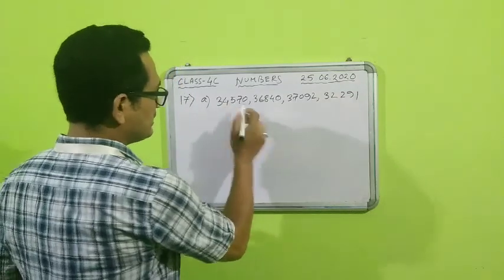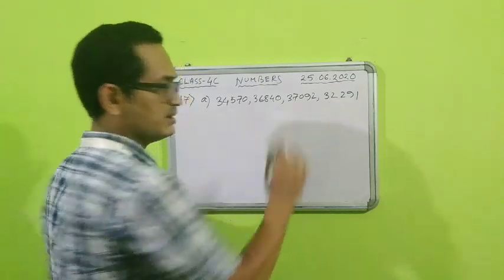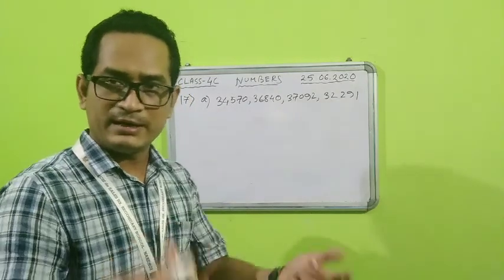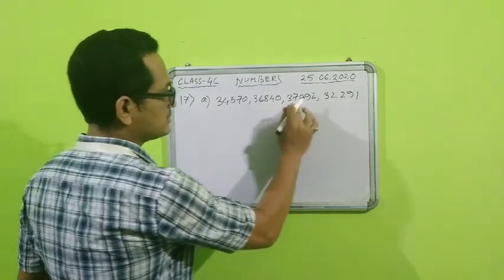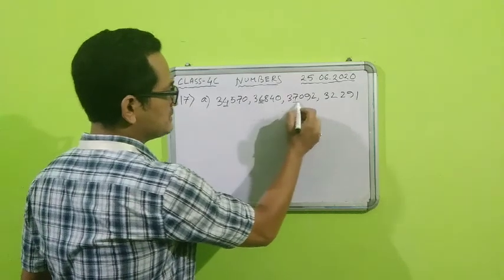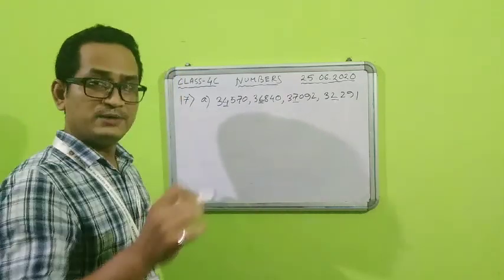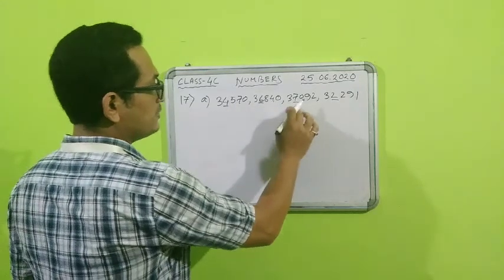So you need to compare the left hand side places. You see 3, 3, 3, 3. All are having 3, so we cannot decide from the 10,000 place. So let us go for the 1000 place: 4, 6, 7, 2. From here we can understand which one will be the largest one. 4, 6, 7, 2. 7 will be the largest one.